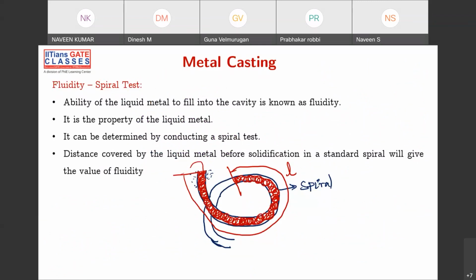So they might ask this question: which of the following tests is used for calculating or finding out the fluidity? Then you should be able to say easily it is the spiral test. Okay.